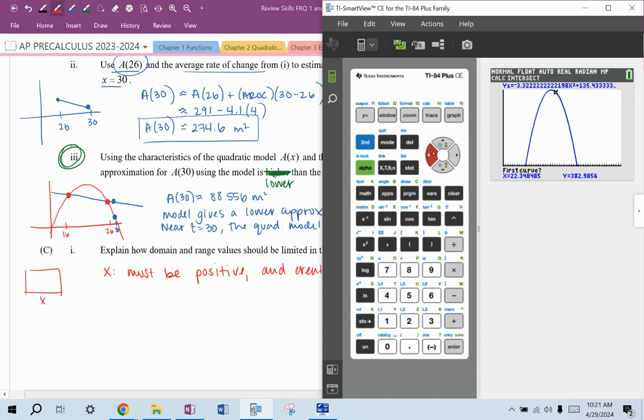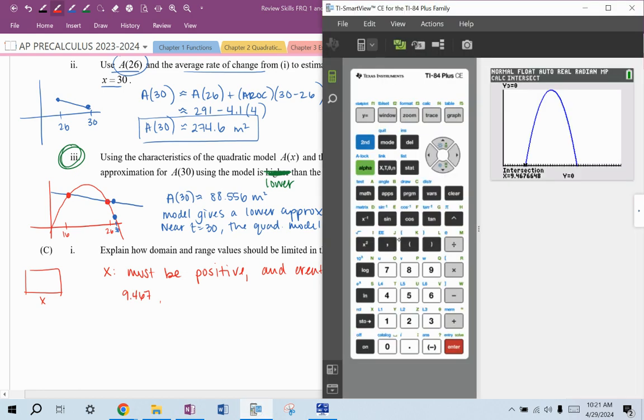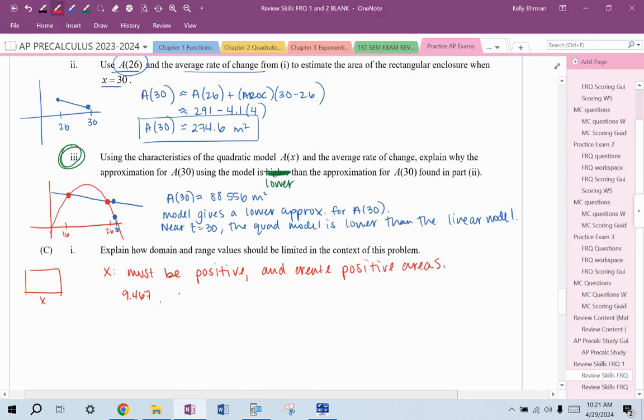Let's find those 2 zeros to see what those x values should be. So let's find the first one, get our cursor closer to this side. 9.467. I'm going to write this down for a second. 9.467 to, what's the other one? Get your cursor over the maximum. Enter, enter, enter. 31.298. Now, we need to bump this out.